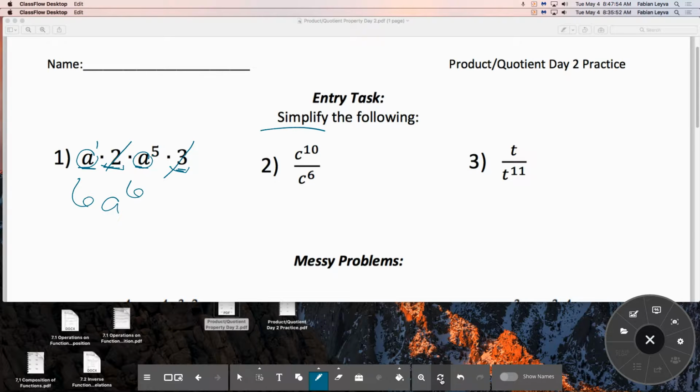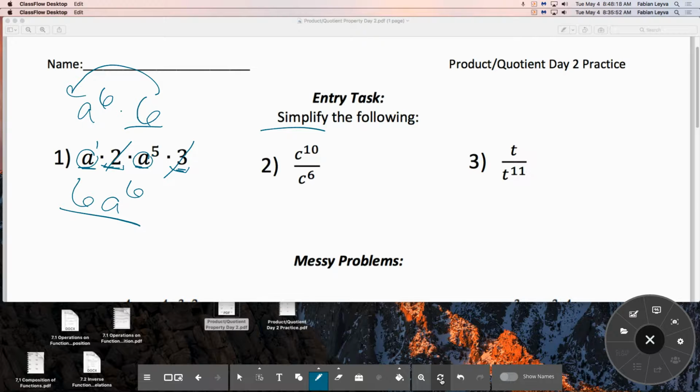Now, as I was walking around, I saw some students write down a to the 6, and then they would multiply it by 6. Now, this is inappropriate because you're always supposed to have your coefficient out in front. So make sure that your coefficient is out in front, so that way you don't get any of those easy points gone. All right, so we know that when we multiply two like bases, we're going to add the exponents.